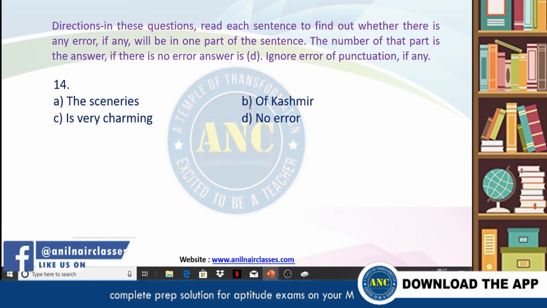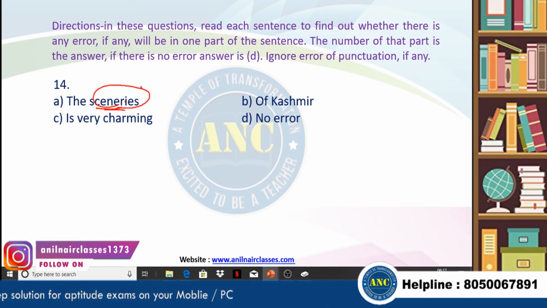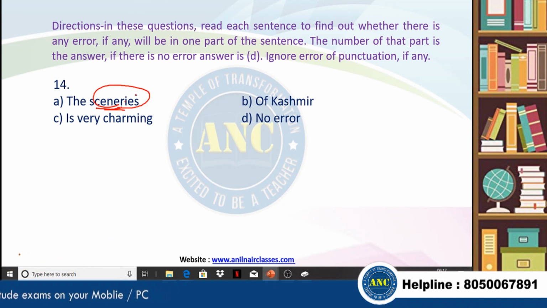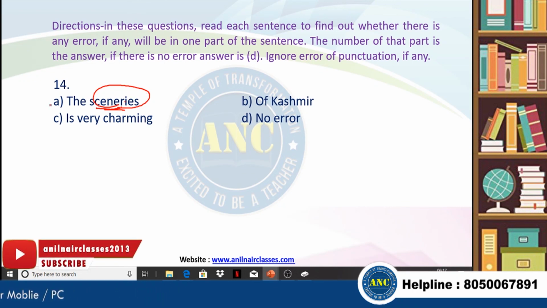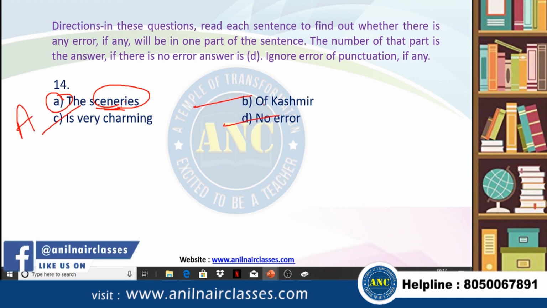The sceneries of Kashmir. In the previous question we discussed that scenery is always present only in the singular form. There is no plural form of scenery. So A is the error. Our answer is A. We can get rid of B, C and D.